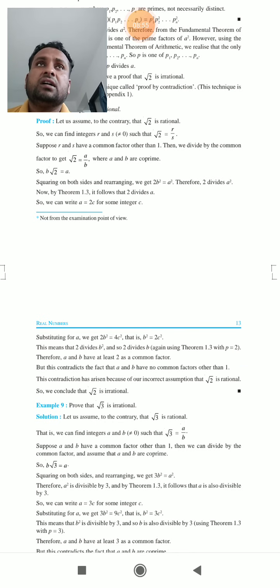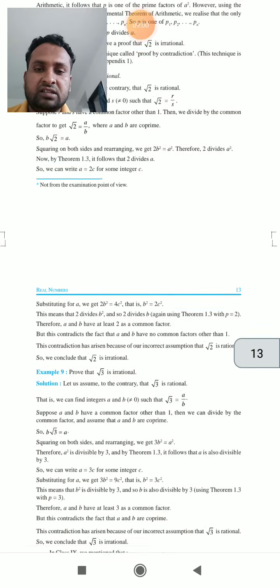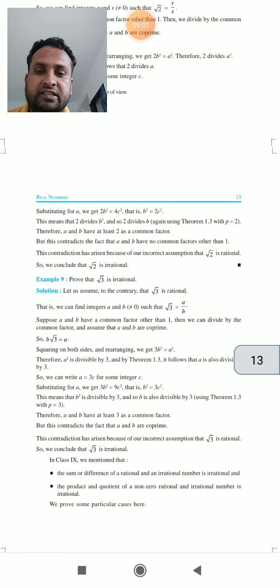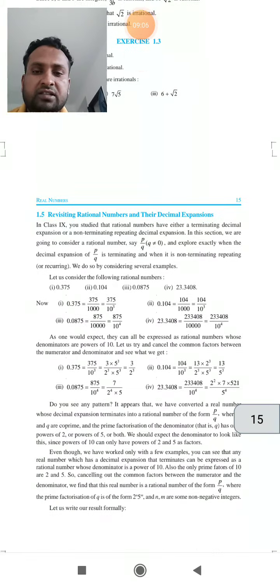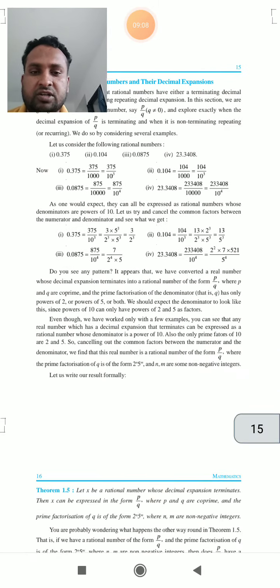Similarly, prove that 2 plus root 3 is an irrational number. Here solved examples are there, and you have to see step by step how to prove it. All these examples are very important for the examination.